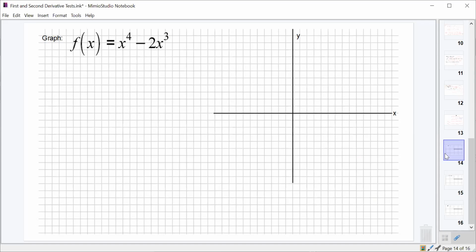Yeah. All right. So we'll start off with the X and the Y-intercepts. So how do we find that? We can do that by setting it equal to 0, right? At least to find the X-intercepts.